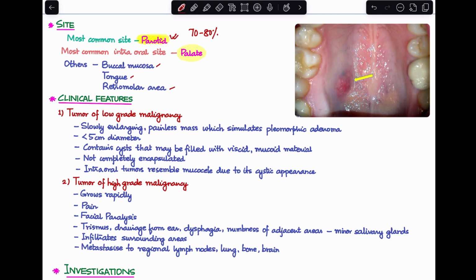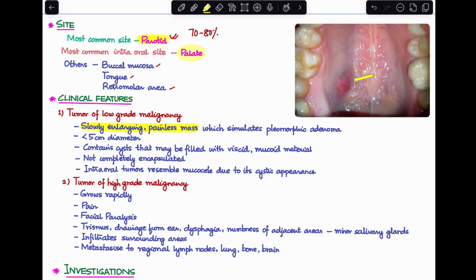Now let's look at the clinical features. We can divide clinical features into two parts. Is it a low grade malignancy or a high grade malignancy? So in case it is a low grade tumor, we see a slowly enlarging painless mass. So what does this depict? This is a complaint that we see more in case of pleomorphic adenoma. So it is basically simulating that of pleomorphic adenoma. You won't be able to differentiate between them just based on clinical examination.